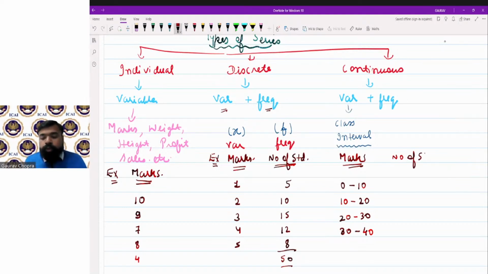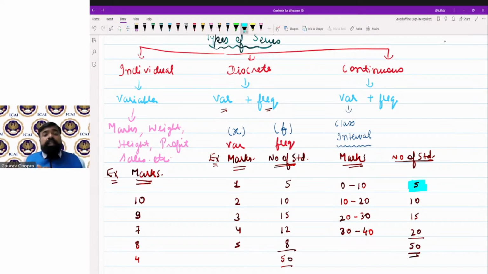And then again number of students. So 5, 10, 15, and then 20. So in total, we are having 50 students again. So now, what is the meaning of this interval? This interval says that there are 5 students in a class who have scored between 0 to 10. इन 5 स्टूडेंट्स की जो मार्क्स है वो 0 से 10 के बीच में है.